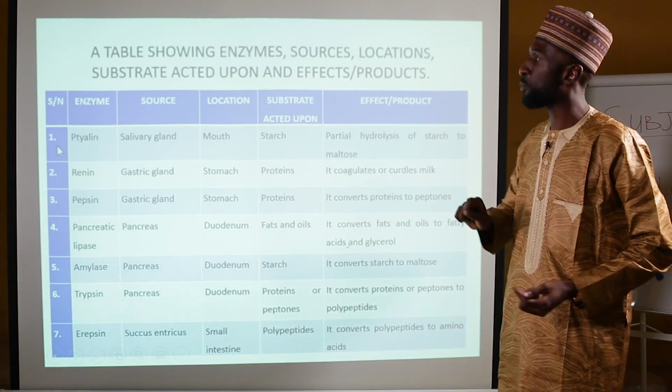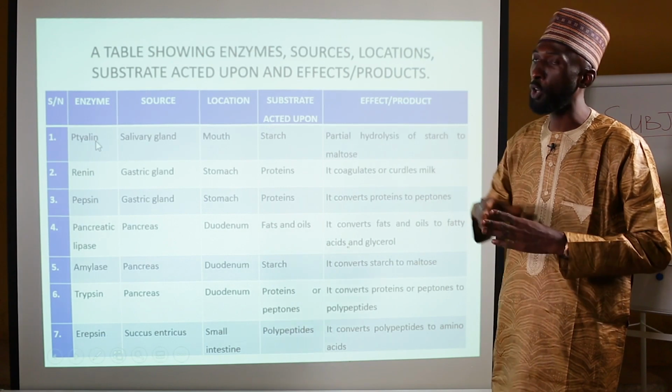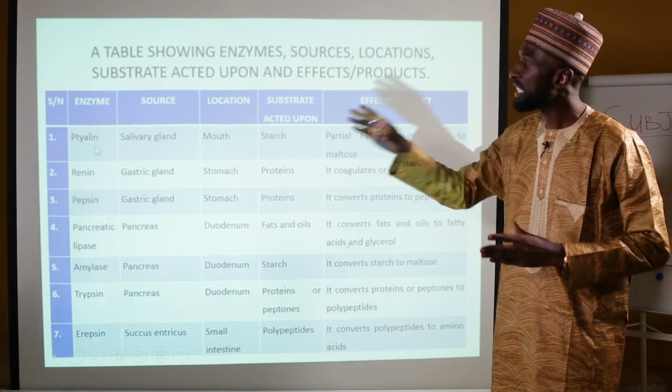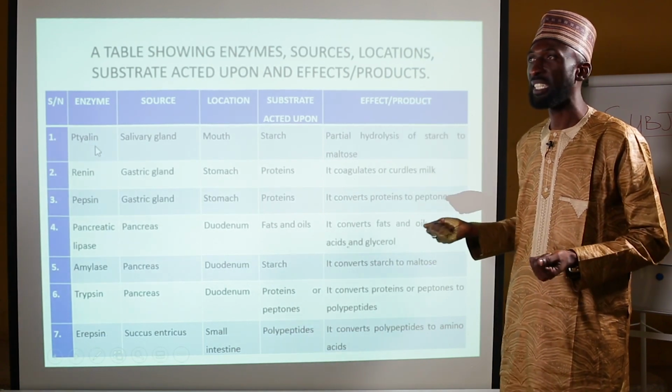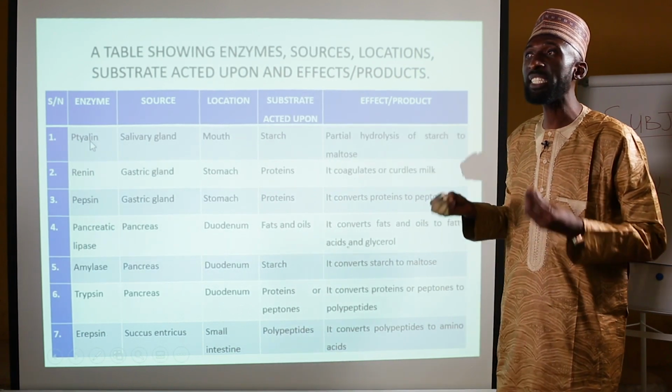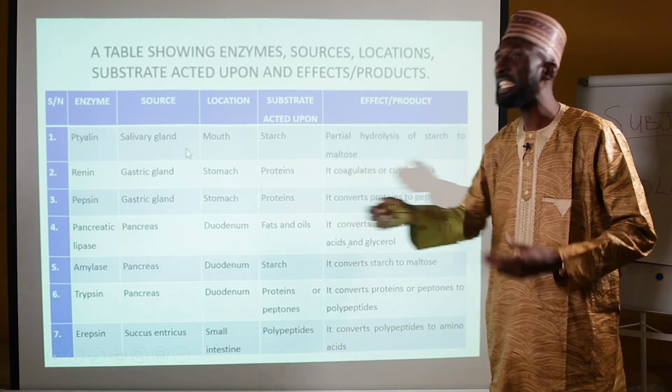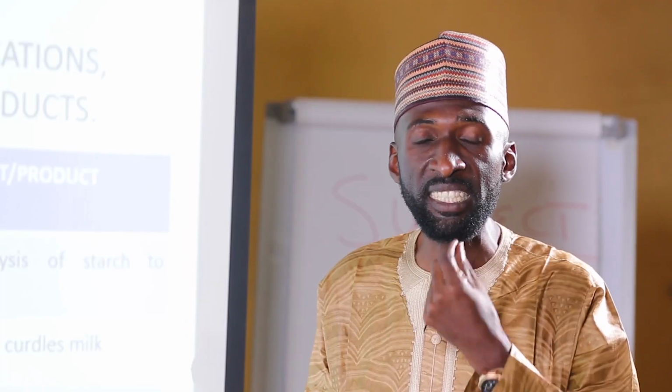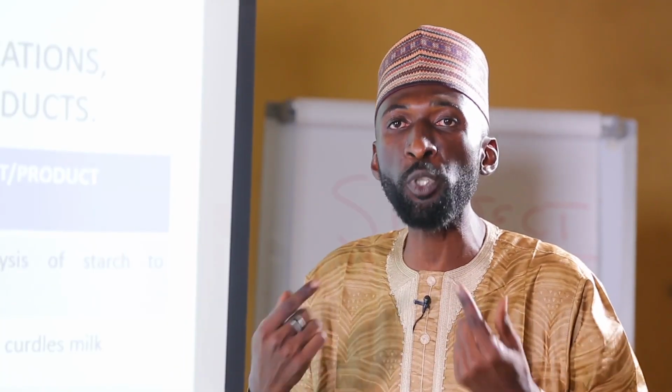Now, number one, we have an enzyme called ptyalin. Where is it found? That is the source. You can have this ptyalin from the salivary gland. That is the saliva. It is the saliva that has the responsibility of producing this enzyme known as ptyalin.